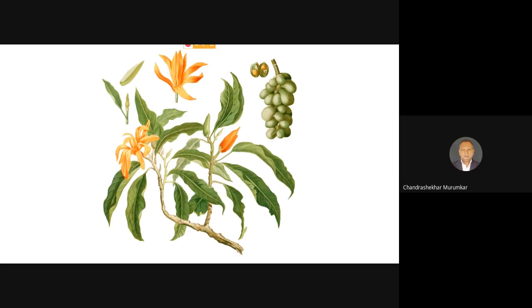Now this is a color diagram of a twig of Michelia champaca, and what I was telling you is present at the top.